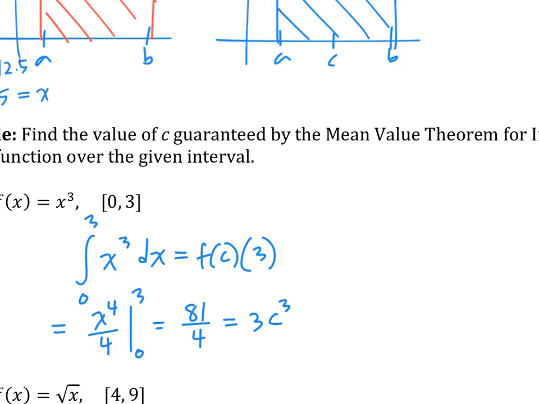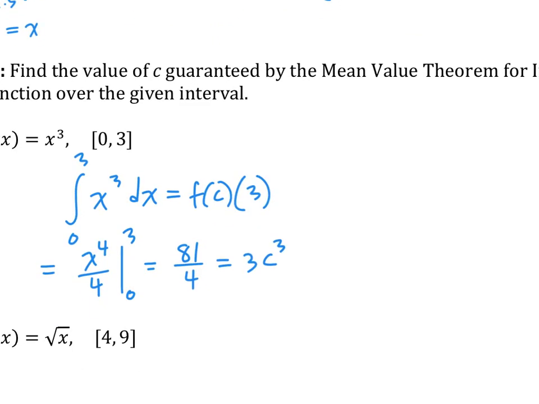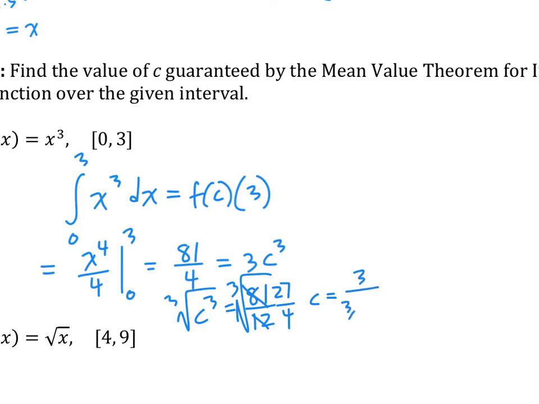Okay, so now we just have to find c. We're going to divide by 3 first. 81 over 12, and then we're going to take the cube root. I don't know what that is. What did I say? I think I canceled this first. So 27 over 4, and the cube root of 27 is 3. So 3 over the cube root of 4. Let's just leave it like that. And it's between 0 and 3, so that's the only number.